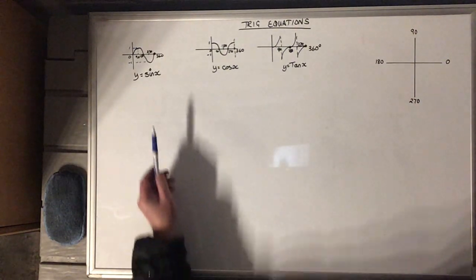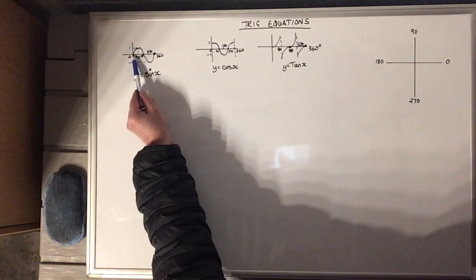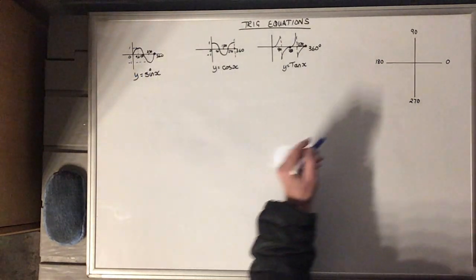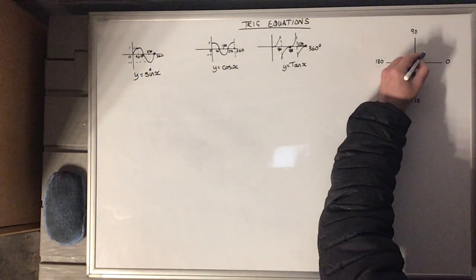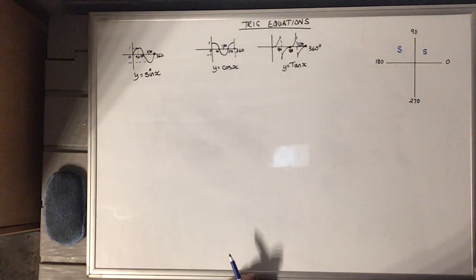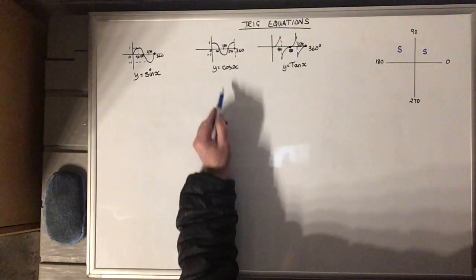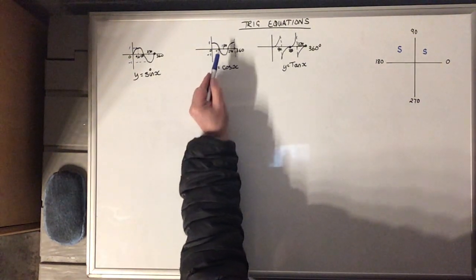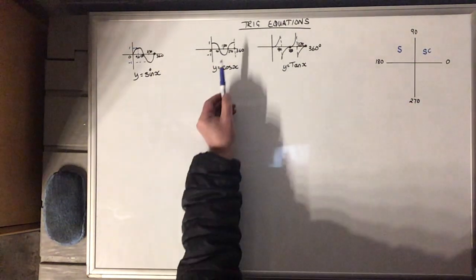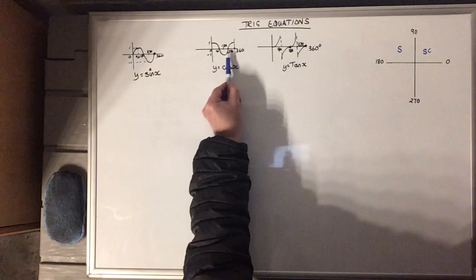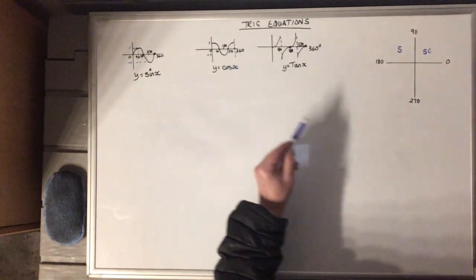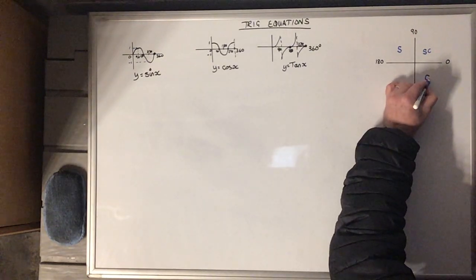So, if we look at the sine graph, we can see it's positive from 0 to 90 and 90 to 180. So from 0 to 90, sine's positive, and it's positive between 90 and 180. For the cos graph, it's positive 0 to 90, so cos is positive in here, and it's not positive in the second or the third quadrant, it's positive in the fourth quadrant, this part here, that's between 270 and 360, so cos is positive in there.